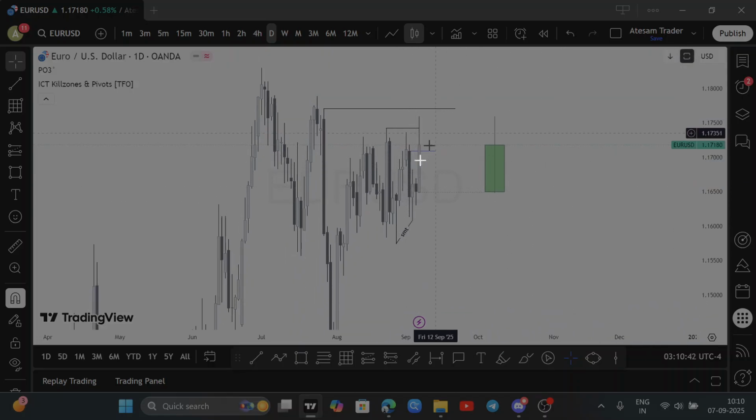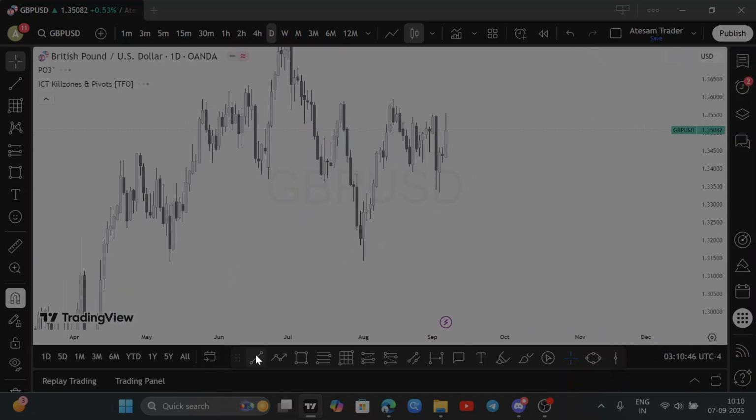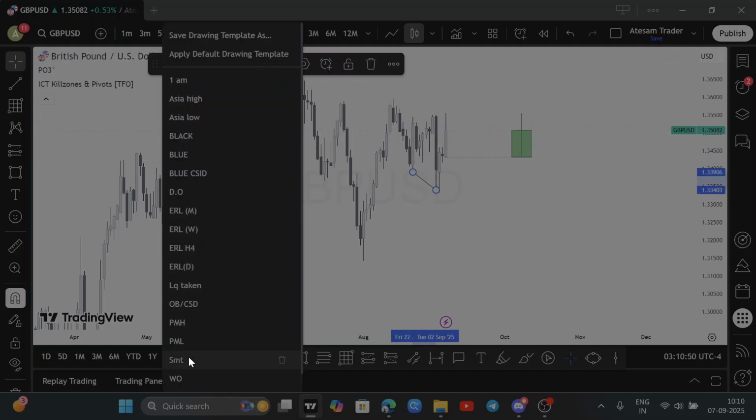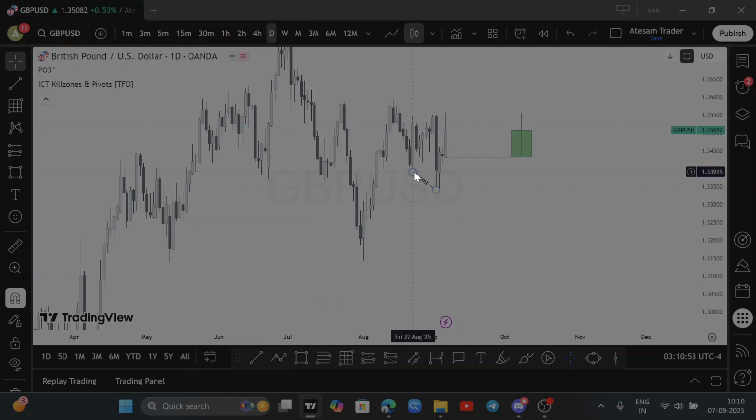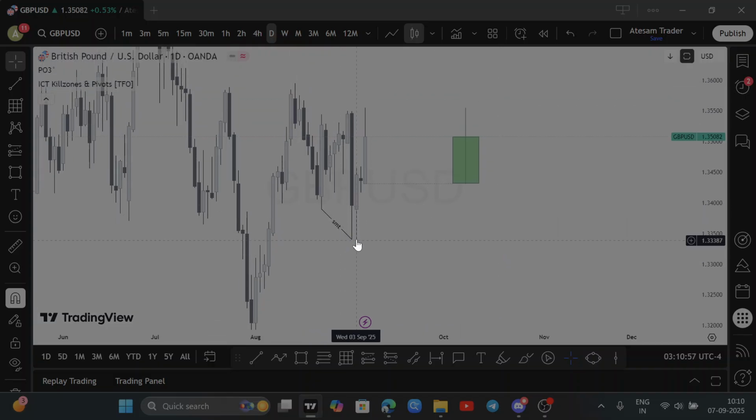Okay, I am leaning towards bullishness on Euro compared to GBP. Also mark this SMT. This is the weaker asset, because Euro took the low and GBP didn't take the low. That's why it is weaker.